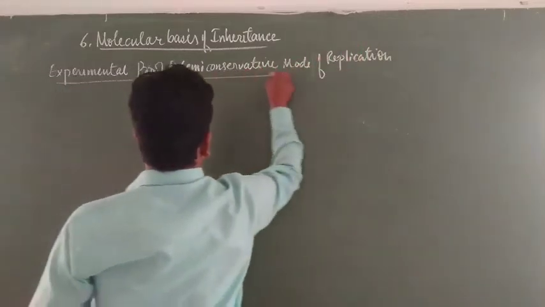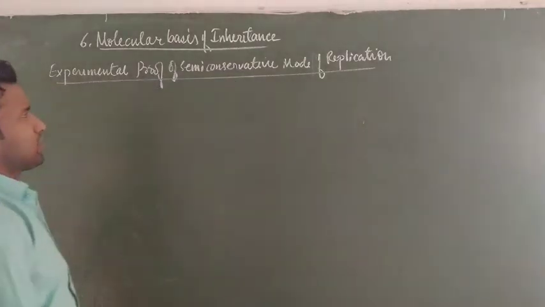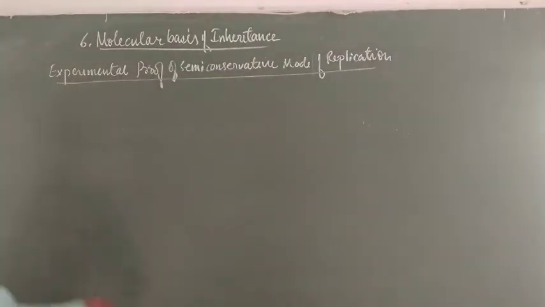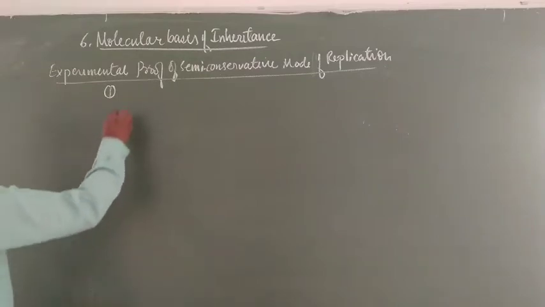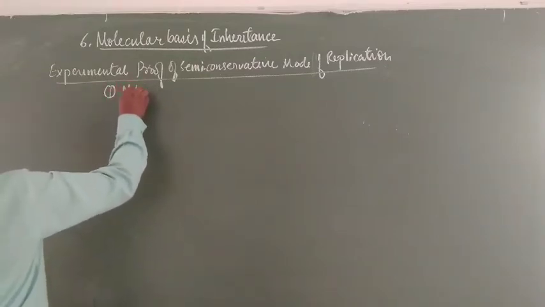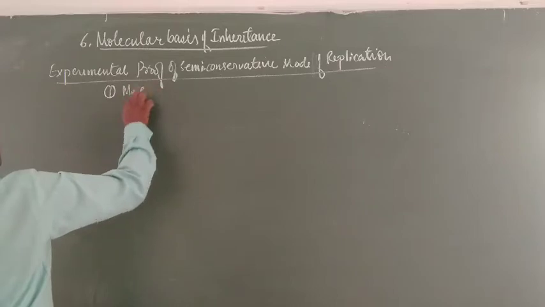Experimental proof of semi-conservative mode of replication. Now students, for proving semi-conservative mode of replication, three experiments are performed. First is called the Meselson and Stahl experiment.